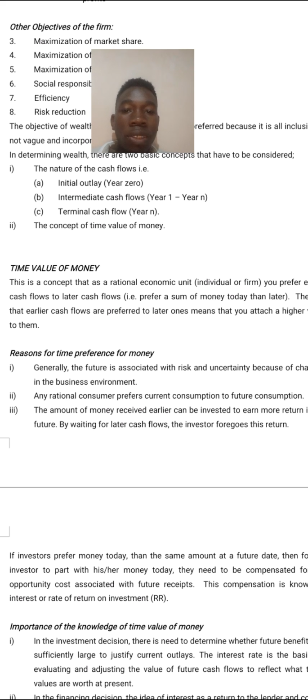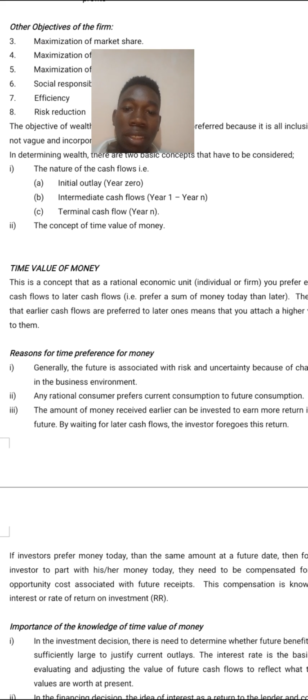The first one is investment opportunities. If you give me money now, I can use that same amount of money to make more money through investing it into a business. Then another one is the risk. When I say the risk, I mean that the future is associated with uncertainty. Therefore, I don't know what's going to happen in the future, so I would prefer money now than money in the future.